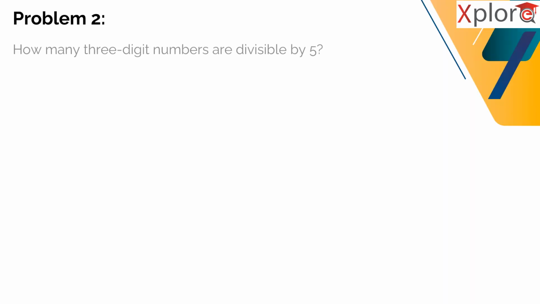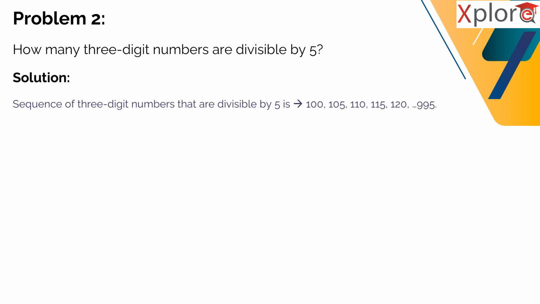Let's see another. How many 3-digit numbers are divisible by 5? Let's check out the solution now. We know the sequence of 3-digit numbers that are divisible by 5 starts from 100 and then goes 105, 110, 115, 120, and so on up to 995.